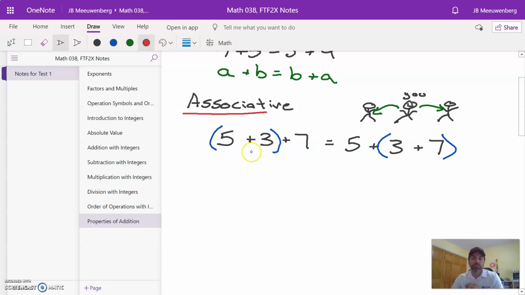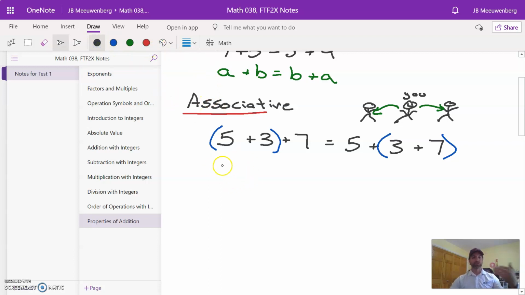Think about what the word associate means. Who does the 3 want to associate itself with? The 5 or the 7? It can go either way. And what you'll find is that the associative property is nice if you want to try to add to make nice numbers. I'd rather add 3 and 7 because 3 and 7 makes 10. It's a nice benchmark number. And then I can add the 5 to get 15. But the thing is, it's okay either way. Right, Yeti? Yeti says it's okay too. So that's the associative property.